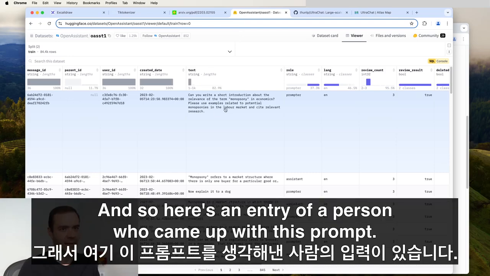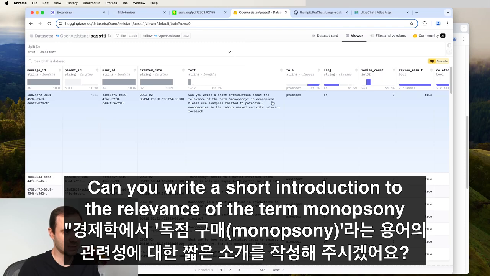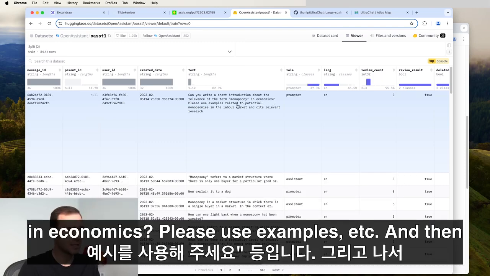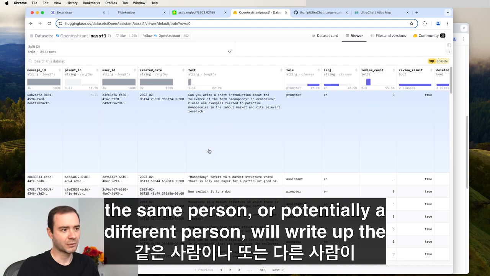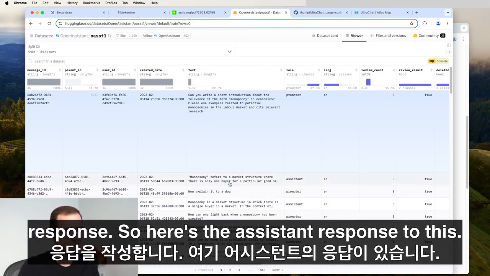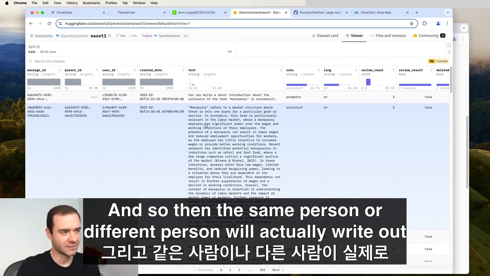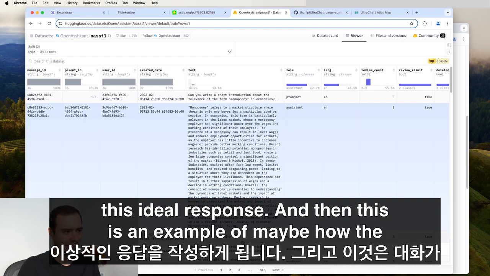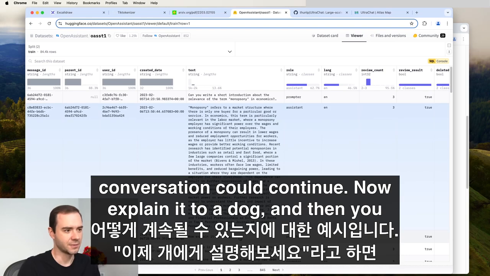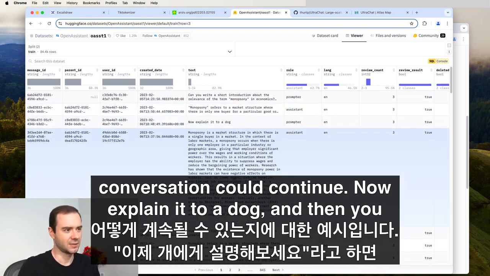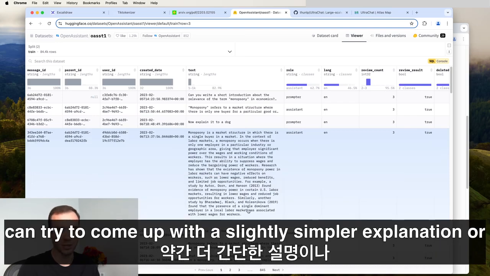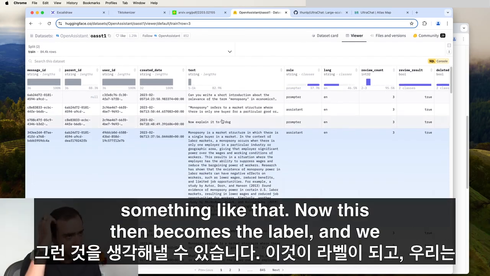Here's an entry of a person who came up with this prompt: Can you write a short introduction to the relevance of the term monopsony in economics? Please use examples, etc. And then the same person, or potentially a different person, will write up the response. So here's the assistant response to this. The same person or a different person will actually write out this ideal response. And then this is an example of maybe how the conversation could continue: now explain it to a dog. And then you can try to come up with a simpler explanation or something like that. Now, this then becomes the label, and we end up training on this.